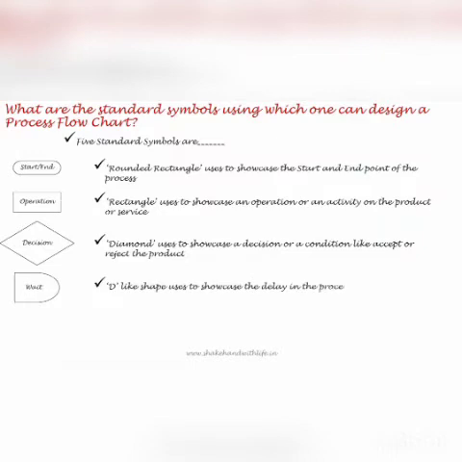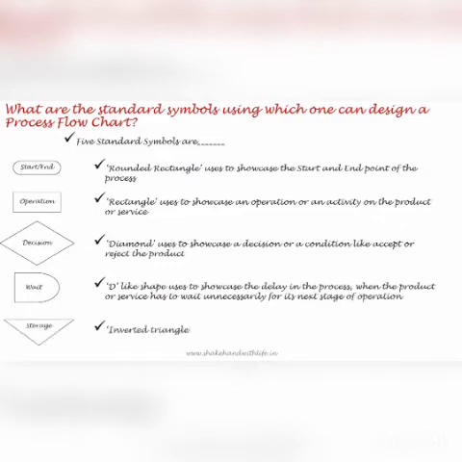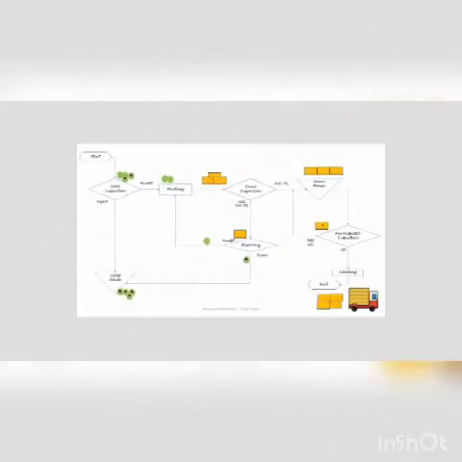And then a diamond is used to showcase a decision or a condition that appears on the product. And the last, a D-like shape is used to showcase a delay in the process, when the product or the service has to wait unnecessarily. This is the structure of a flow process chart from start until end.